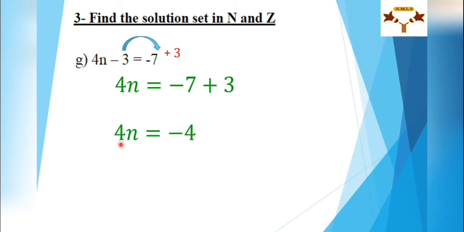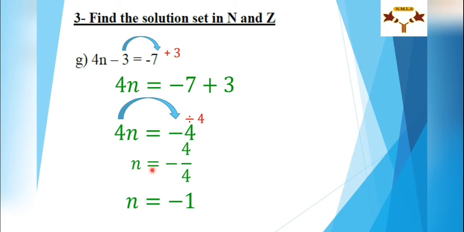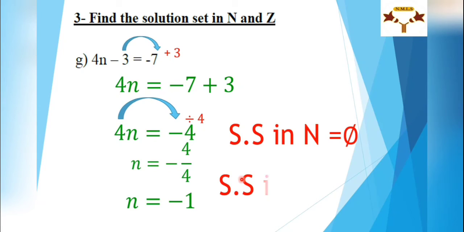Now it's the turn of the 4. The 4, which multiplies, will go to the other side by division. And now n equal negative 4 over 4. So n equal, don't forget the negative, n equal negative 1. Now I want to find the solution set in N. I can see that negative 1 doesn't belong to N. N has no negative numbers. So the solution set in N is empty. But what about in Z? Yes, negative 1 belongs to Z. So the solution set in Z equals negative 1.